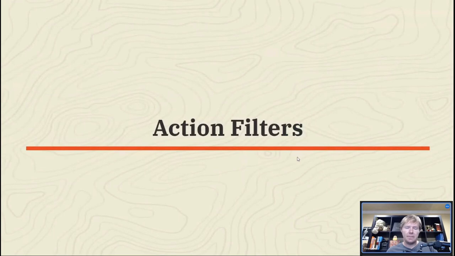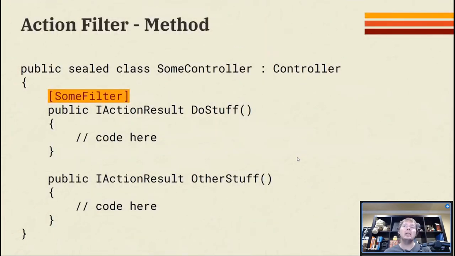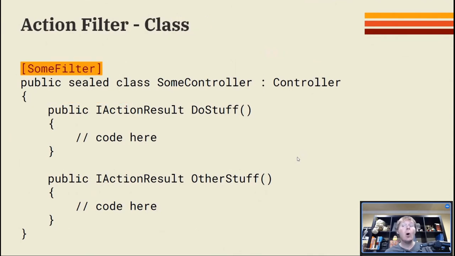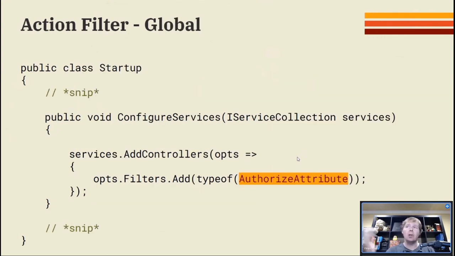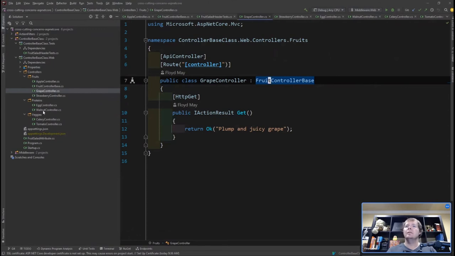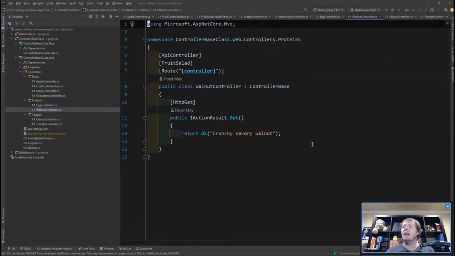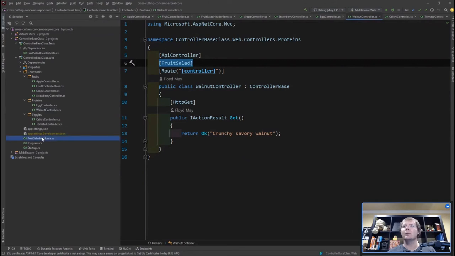That's action filters. An action filter is a C# attribute that you can decorate on a particular controller method or on a controller class, or you can actually register an action filter globally in your startup class like this. So let's go take a look at an action filter. First off, let's go look at walnuts. I don't know about y'all, but sometimes fruit salads are pretty nice if they have walnuts in them. So here's this walnut controller, and if you notice, I've got this fruit salad attribute on this walnut controller. So let's go take a look at this fruit salad attribute.